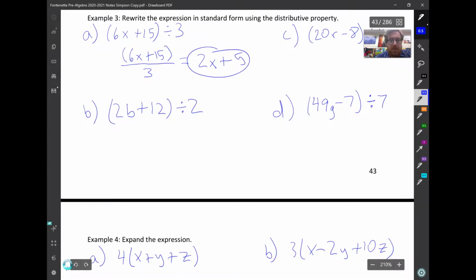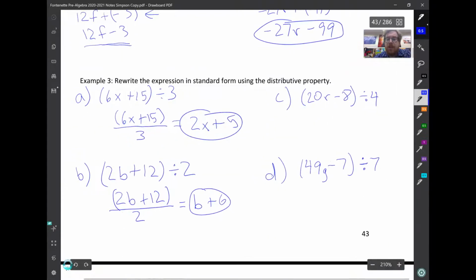On B, 2b divided by 2 will give me b, and 12 divided by 2 will give me 6. And so right there, I skipped writing it as a fraction, and I just thought about what I would get if I divided each term by 2. But you could have written it as a fraction first. So (2b plus 12) divided by 2 will equal, 2b divided by 2 gives me b, and 12 divided by 2 gives me 6.